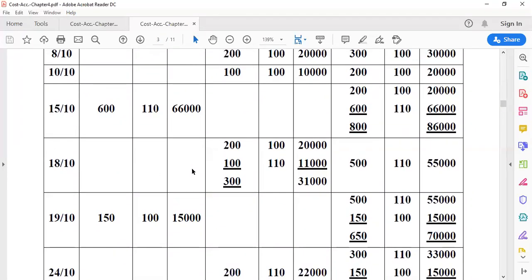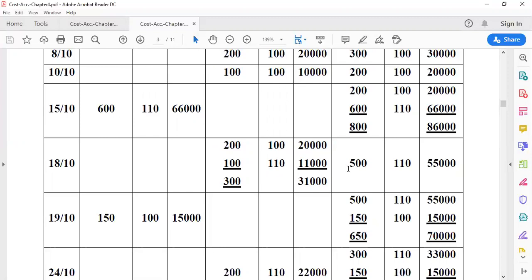On the 18th of October, we issued another amount, which is 300. But for the balance, I cannot take the 300 in one shot from the first balance. The first balance is only 200, but I need 300 units. So I will take all of the 200 with its price, and then I will take 100 from the 600 to get the 300 issued units. So the 200 will be at its price 100, and the 100 units will be at its price 110 to get the issuance for our company.